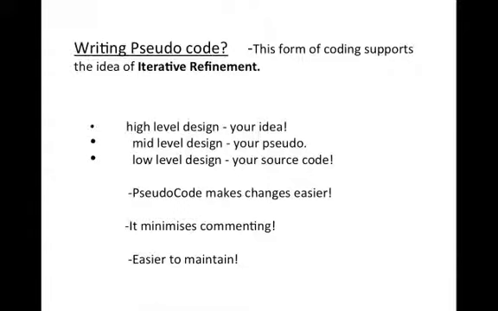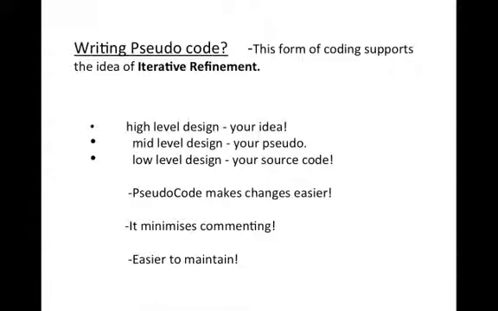There is high level design, which is your design, the middle level design, which is your pseudocode, and finally your low level design, which is your source code. So if your code does not compile, what do you do? First, you review the high level design. Ensure your code is doing what it's supposed to do.